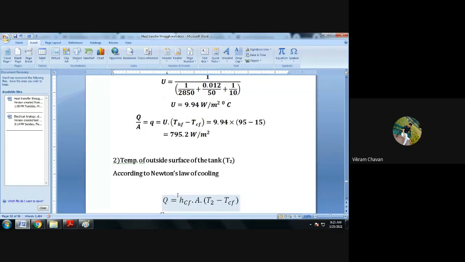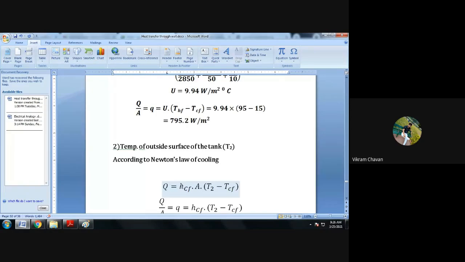We know that the heat transfer from the outside surface of the wall to the outside environment is considered convection heat transfer. So in that case, we have to use Newton's law of cooling. We know that Q = h_CF × A × (T2 − T_CF).